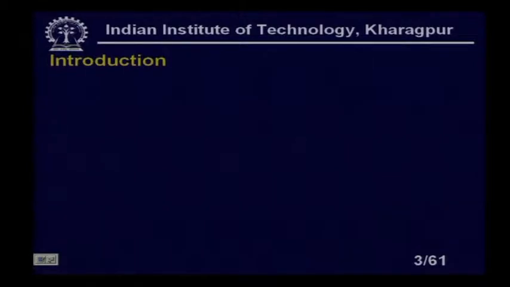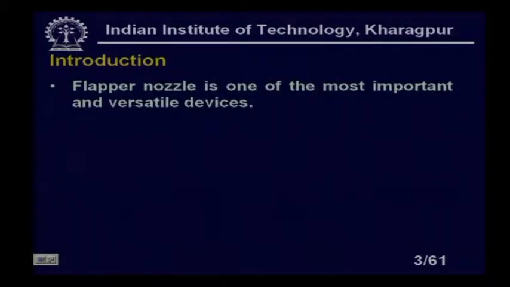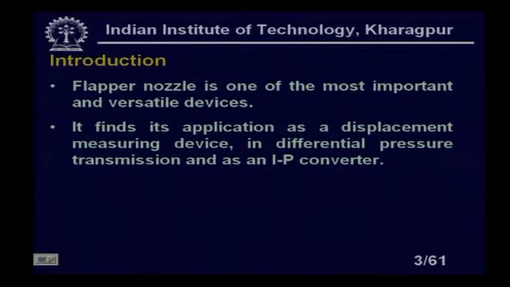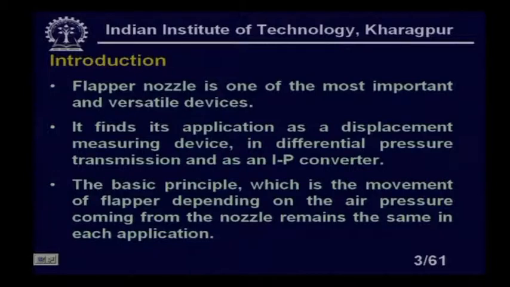Basic introduction. Flapper nozzle is one of the most versatile devices. It finds application as a displacement measuring device, in differential pressure transmission, and as an I to P converter. The basic principle, which is the movement of the flapper depending on the air pressure coming from the nozzle, remains the same in each application.